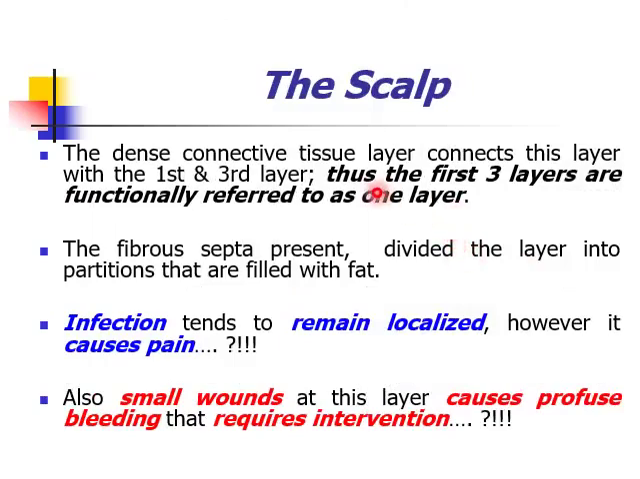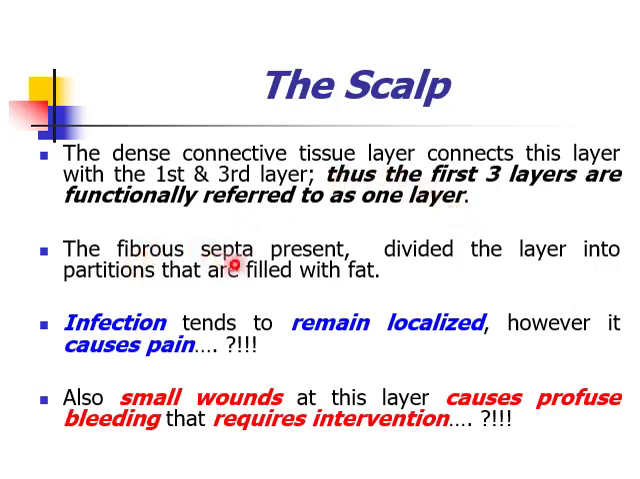The dense connective tissue layer that is present in the second layer connects the first layer to the third layer, as we said in the previous slide. So the skin that forms the first layer of the scalp is connected with the aponeurotic layer that is formed by the third layer of the scalp through this dense connective tissue forming the second layer of the scalp. Thus, the first three layers are functionally referred to as one layer. They are moving with each other, all three, so they are functionally related.